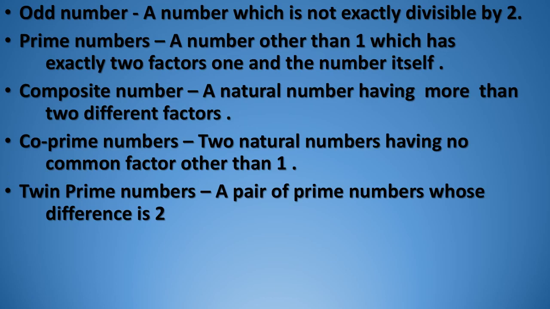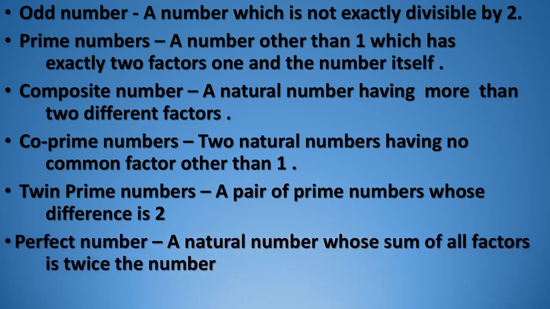Next is perfect number. A natural number whose sum of all the factors is twice the number is called a perfect number. We will find out the factors of that number, then find out the sum of all the factors. If that sum is twice the number, then the number is said to be a perfect number.